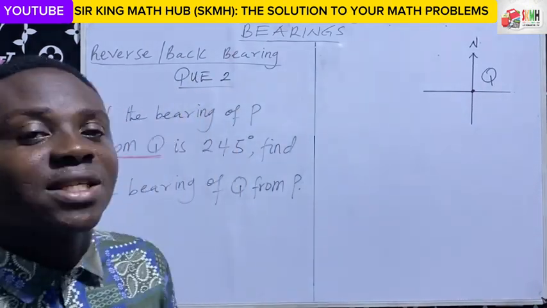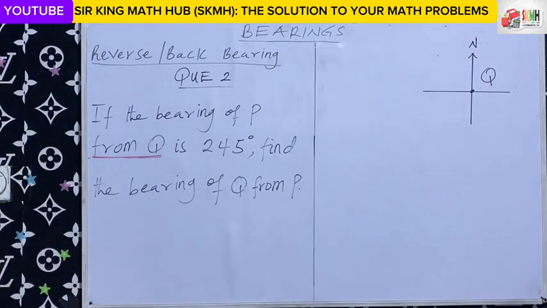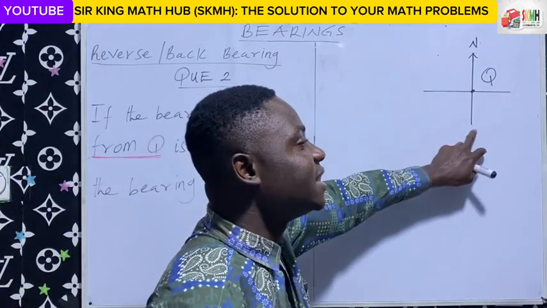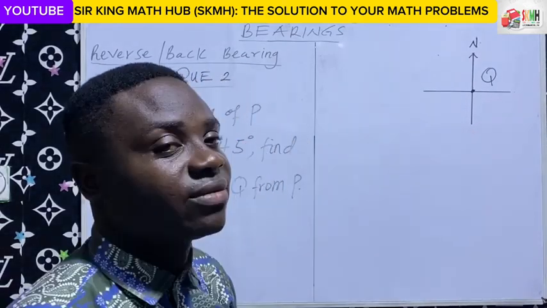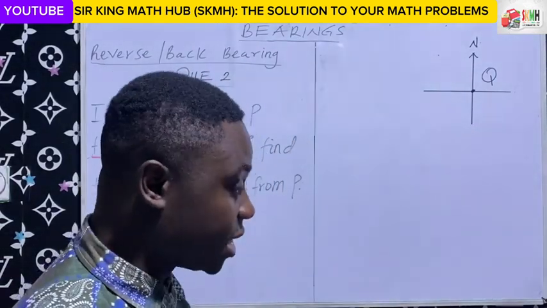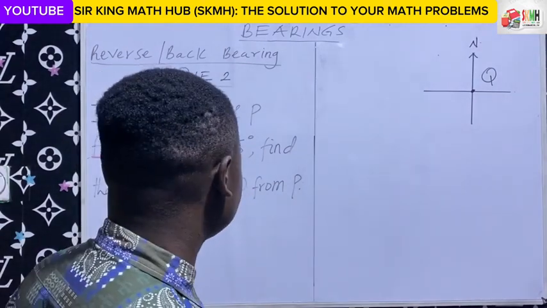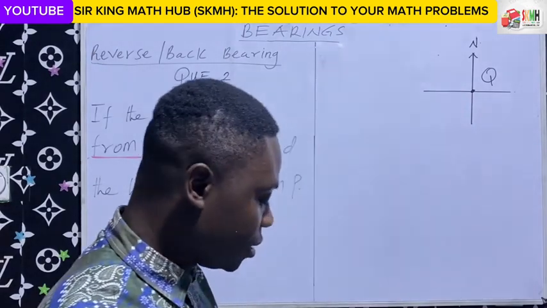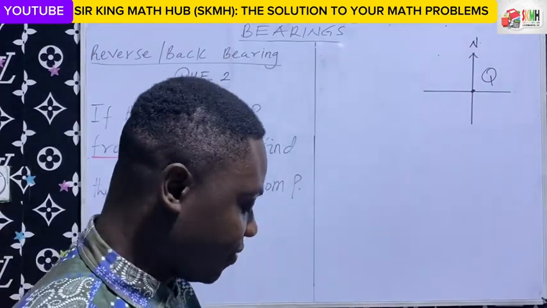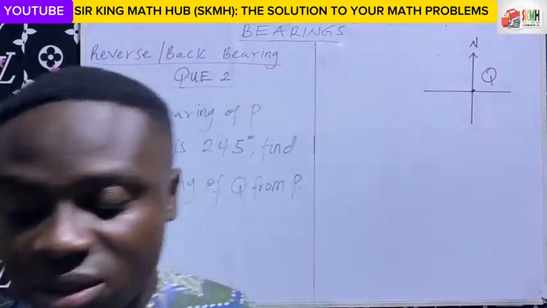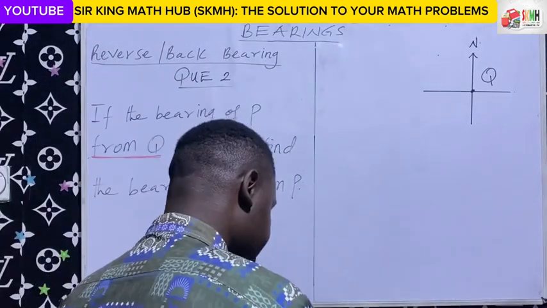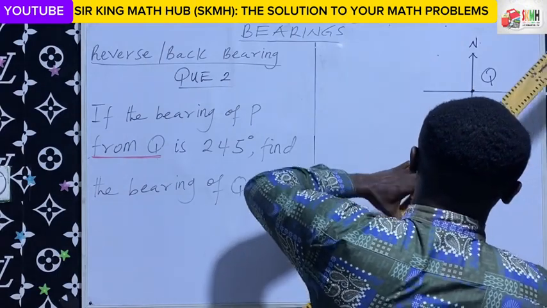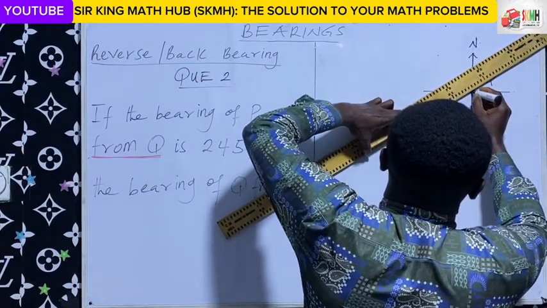So we need to do a simple calculation. What angle should be added to 180 degrees to give us 245 degrees? Let's put on our thinking caps. So that is 65 degrees. It means that we need to add 65 degrees to the 180 degrees.